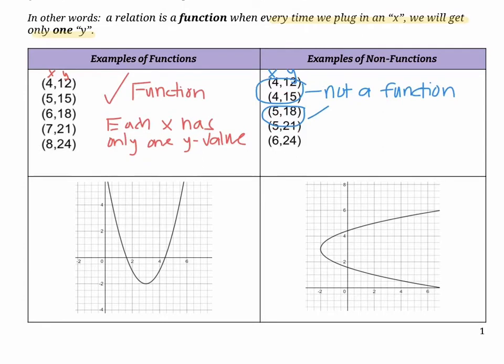So that's how we can tell if something's a function or not from points. We're just looking for repeating x's. We're going to see if it gives us two or more different y values. So then it's automatically going to break the rule.